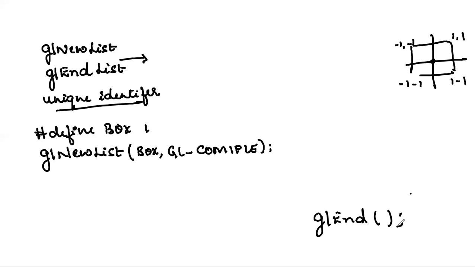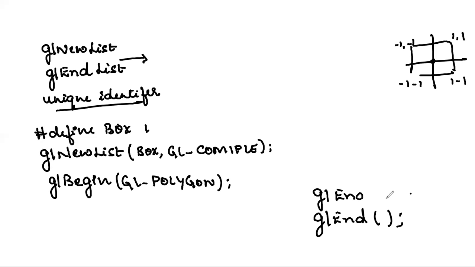The instruction is glBegin. If I want to draw it as a filled square, then I need to write it as GL_POLYGON. For this, we also need an equivalent glEnd. So I write glEnd for this glBegin, which we have already seen in the previous chapters.